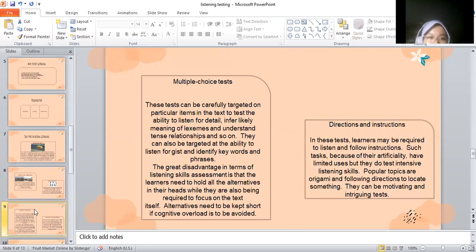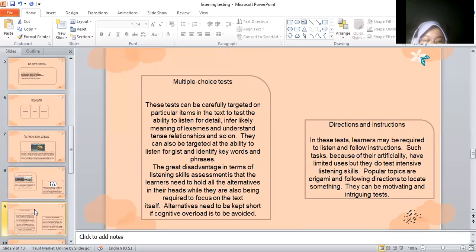And then we have multiple choice tests. This test can be carefully targeted on particular items in the text to test the ability to listen for the likely meaning of lexemes and understanding, tense relationships, and so on. They can also be targeted at the ability to listen for gist and identify keywords and phrases.